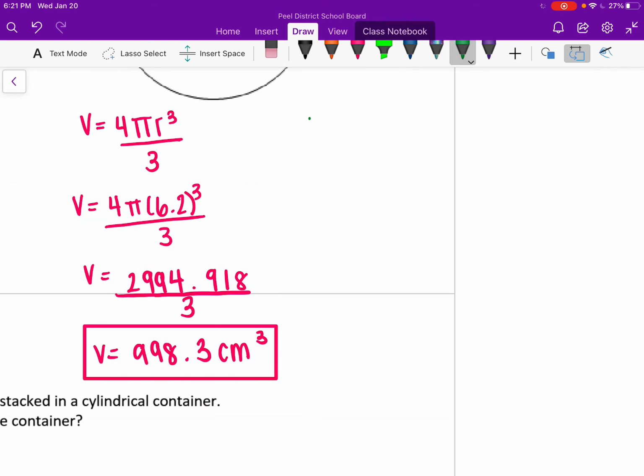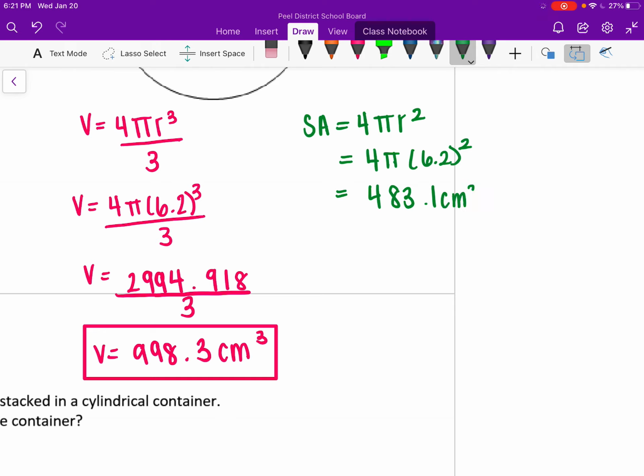Same thing with surface area. Surface area is equal to 4 pi r squared, right? So I'm going to take 4 times pi times 6.2 squared. I like to put these all into my calculator at the same time, because then I have the most accurate number and I don't have to type in all of those numbers again. So I'm left with 483.05, so it's going to be 483.1 centimeters squared for surface area. All right, and that's my answer for those two.